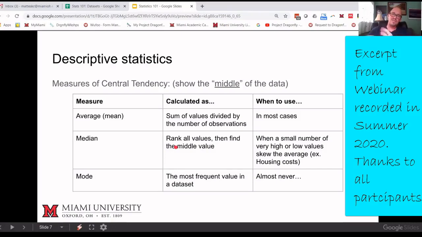So median is very useful when you have a data set where there are some extreme high values that could really pull your average up in a bad way, right? So that makes it unrepresentative of what you're seeing.